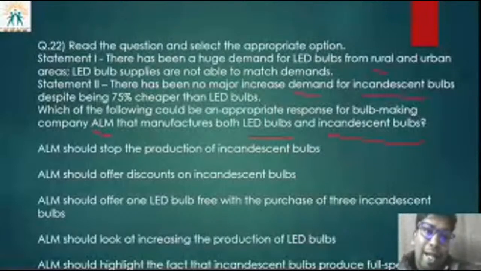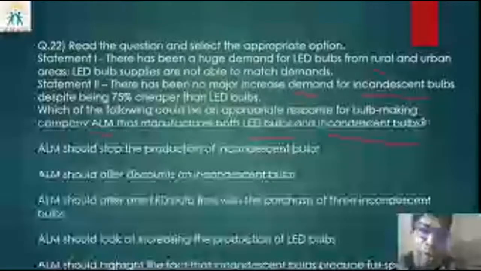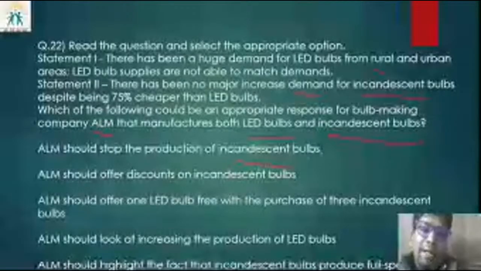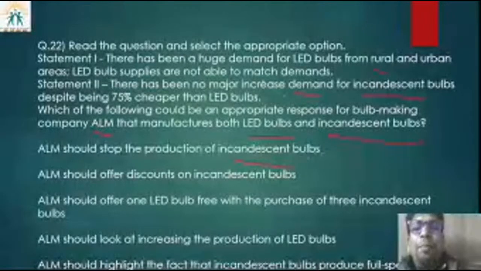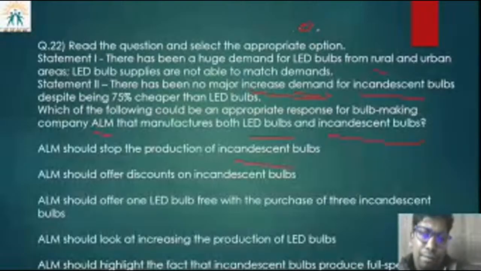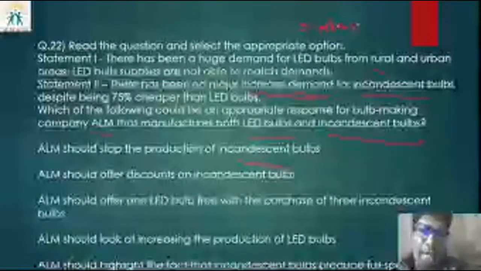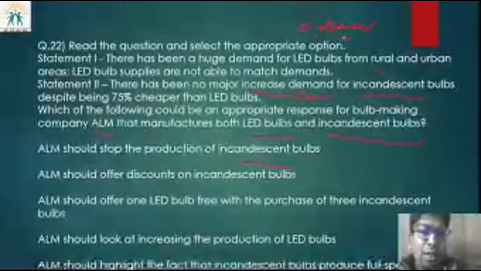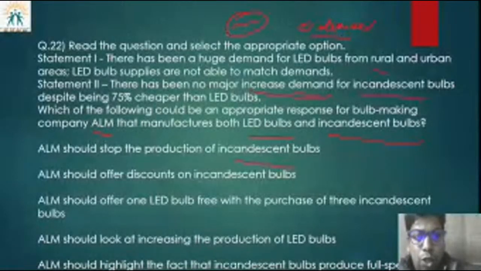Option A, ALM should stop the production of incandescent bulbs. Now there has been no major increased demand. Does that mean zero demand? No, that might mean that the demand is not increasing, but it is stagnant at a place, right? So stopping it is not a very profitable solution. There might be some people who prefer incandescent bulbs, and you are losing those customers.